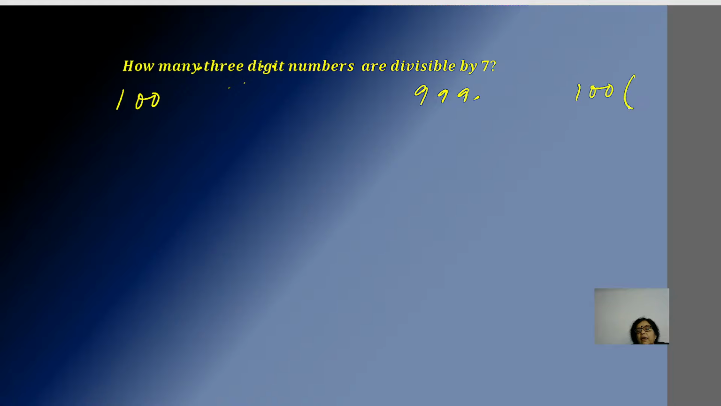So if I take 100, to find that first number, if I divide 100 by 7, I get a remainder of 2. That means if I add 5 to this 100, 2 plus 5, it will become 105 and it will become completely divisible by 7. So the first number over here that we get is 105.